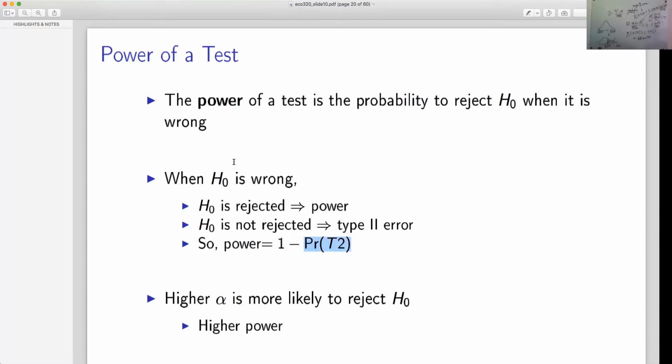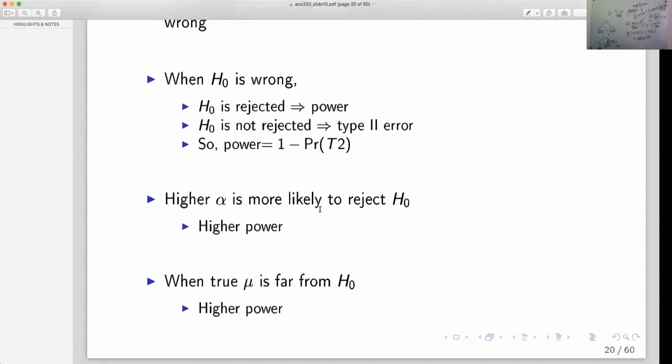So power of a test and type 2 error are of course inversely related. For example, if type 2 error increases, then power of test decreases. So let's come back to alpha. When alpha increases, type 2 error decreases. In other words, power of test increases. So that was the idea.